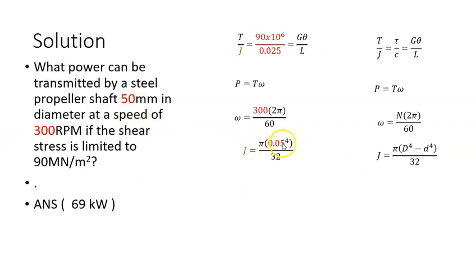So I've included those in. There's the shaft, 0.05, there's the RPM, 300, there's the 90 meganewtons for the shear stress, and the radius of the shaft. Well, the radius is half the diameter, so that will be half of 50 millimeters, which is 25 millimeters. Alright, so we'll go ahead and put these into our calculators. We're going to start with J.